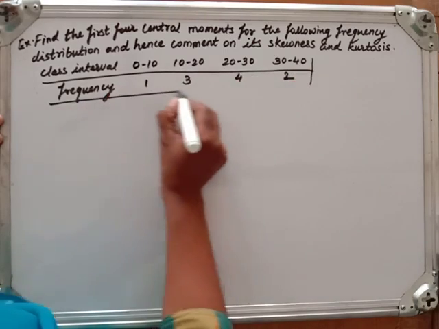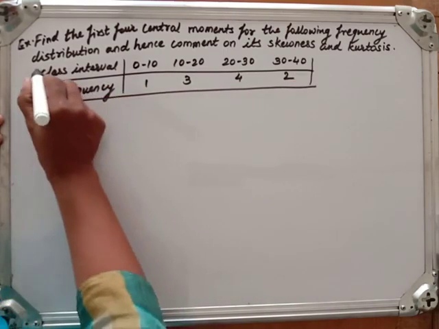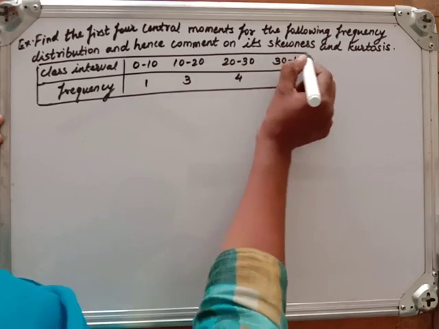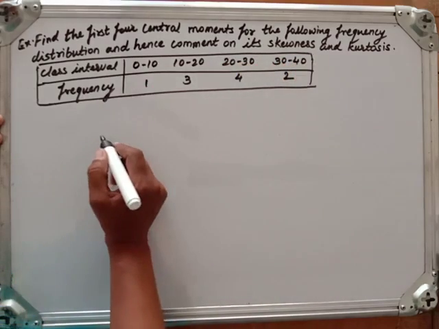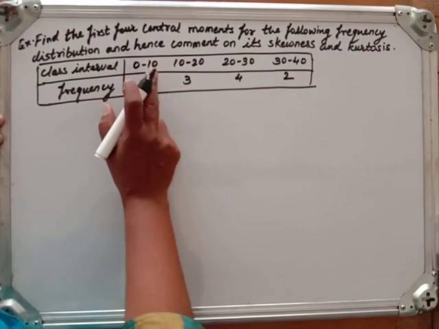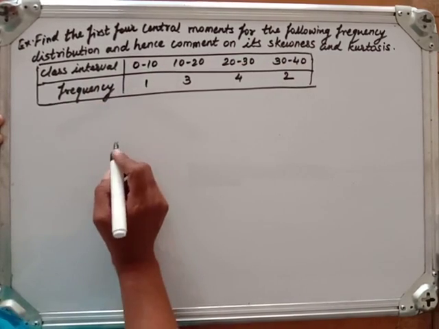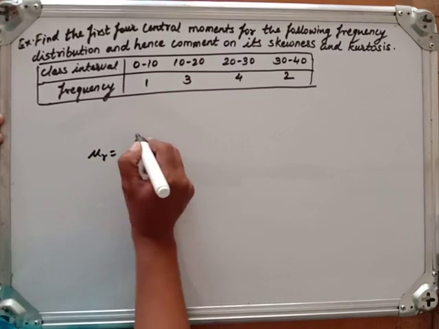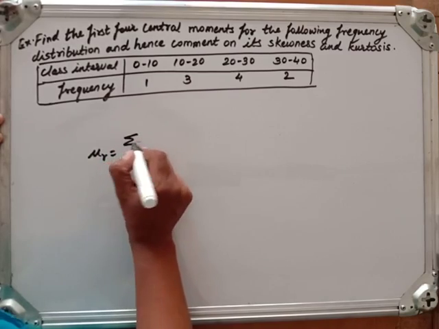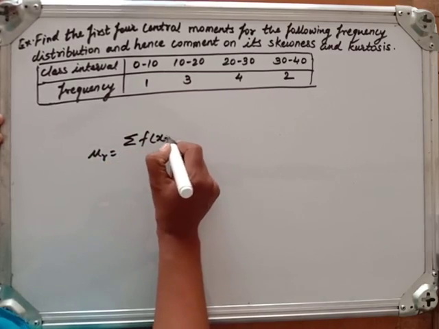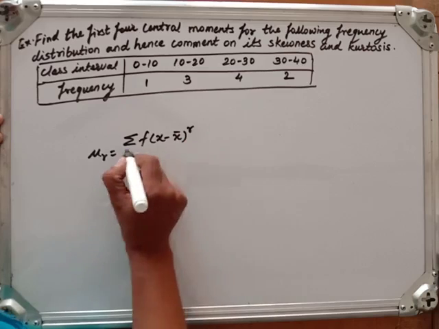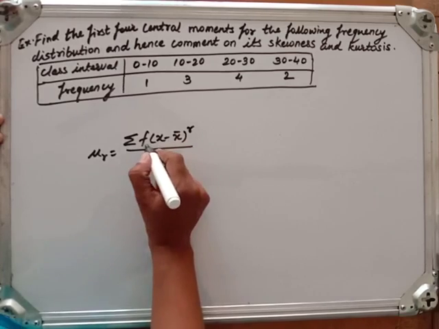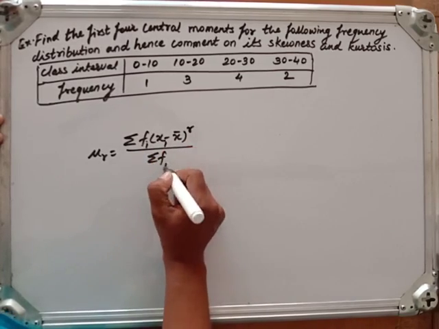Okay. Now let us try to find the first four central moments. Here the class intervals are given and frequencies are given, so our formula will slightly change. You know the formula for central moments if the frequencies are given: it is summation f into (x minus x bar) raised to r upon summation f, that is summation fi, where xi, upon summation fi.